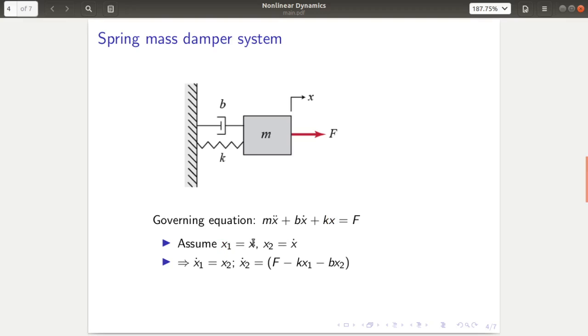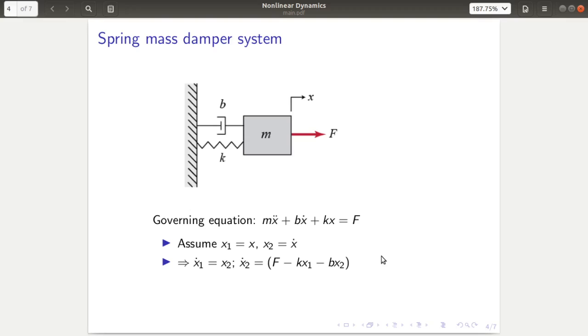Okay, so if I substitute all these things, then what I can write is x1 dot, which is equal to x dot from this equation, which is equal to x2 from this equation, right? So from that I could say x1 dot is equal to x2. So that's one equation that represents how x1 dot is going to vary with respect to time. And x2 dot, so here we see that this is x2 dot, and by rearranging this equation I can say x2 dot is equal to this one.